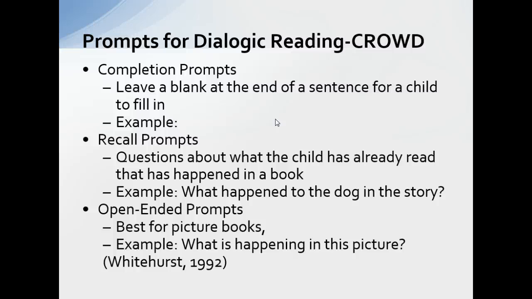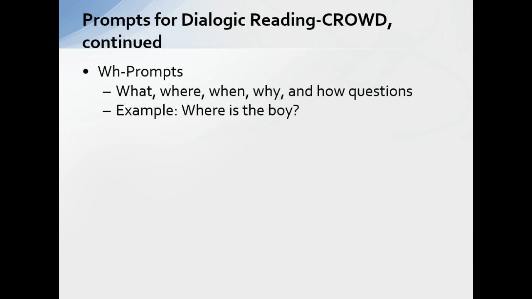Recall prompts are questions about what the child has already read that has happened in a book. Example, "What happened to the dog in the story?" Open-ended prompts, that's for picture books, are questions. What is happening in this picture? In this way, the child's able to explain what's happening in this picture. The W stands for the W prompts, the what, the where, the when, the why, and how questions.